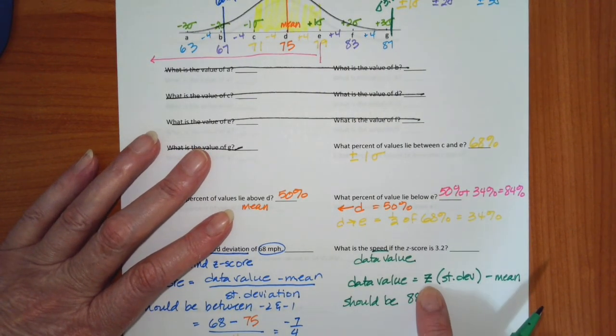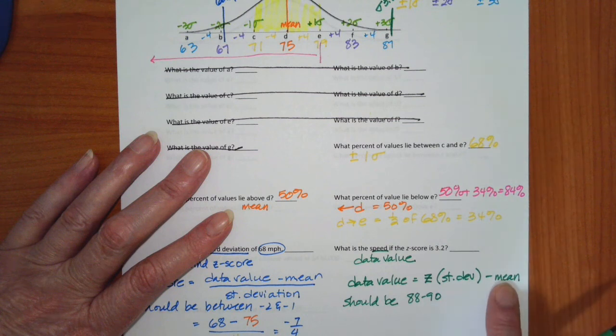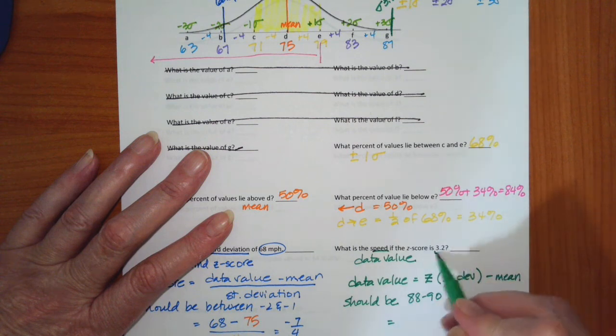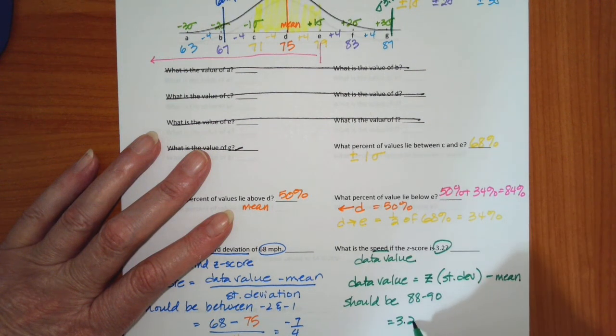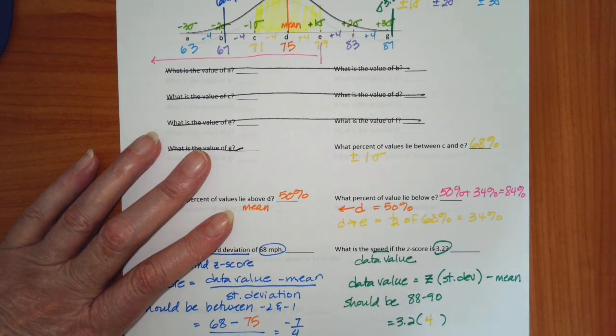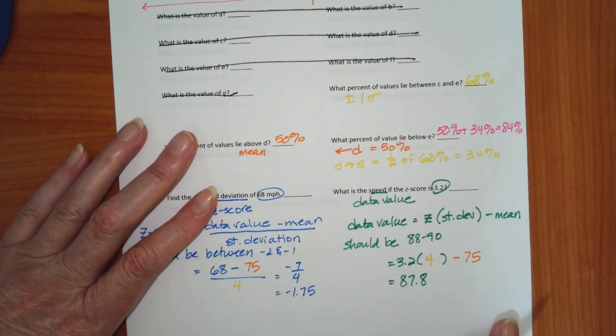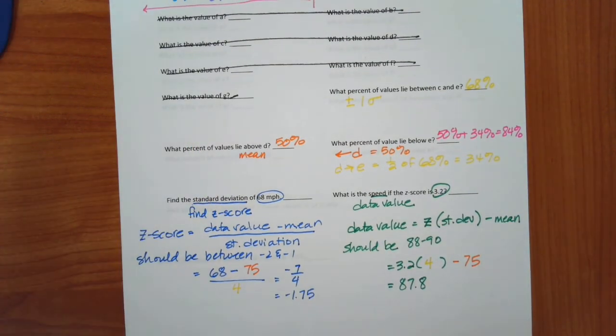I've got my z-score, I've got my standard deviation, I have my mean. So my data value is going to be equal to my z-score, which is 3.2, times my standard deviation, which they gave me in the problem, is 4, and then I'm going to add the mean. And when I do that, I get 87.8. And that's where it should be.